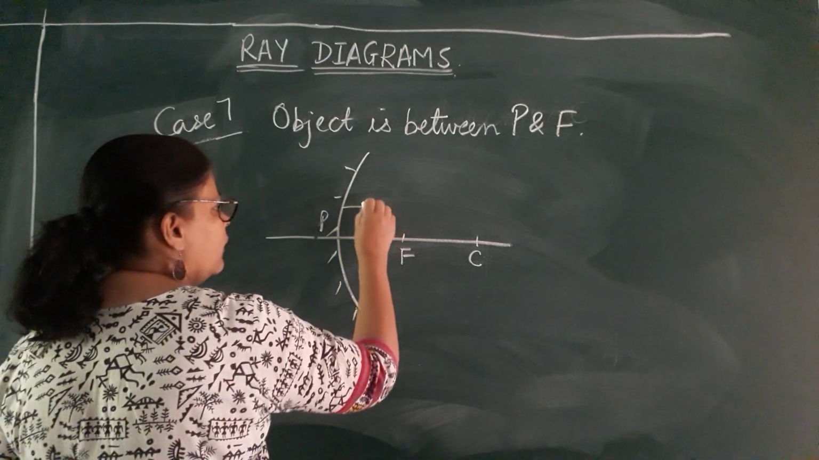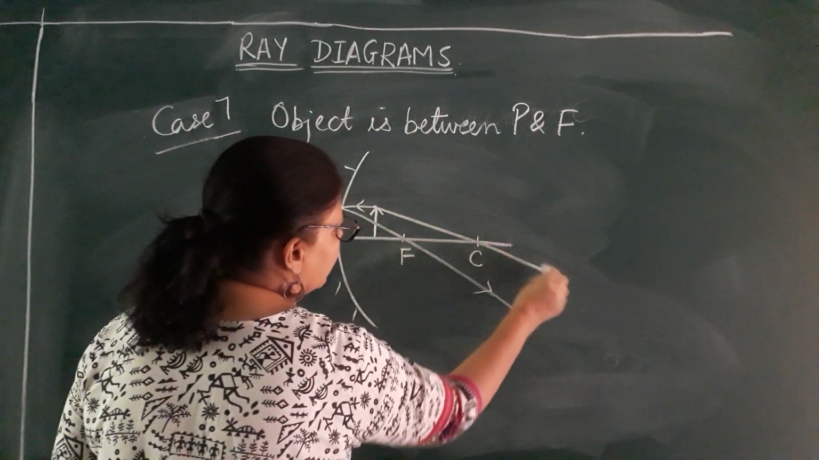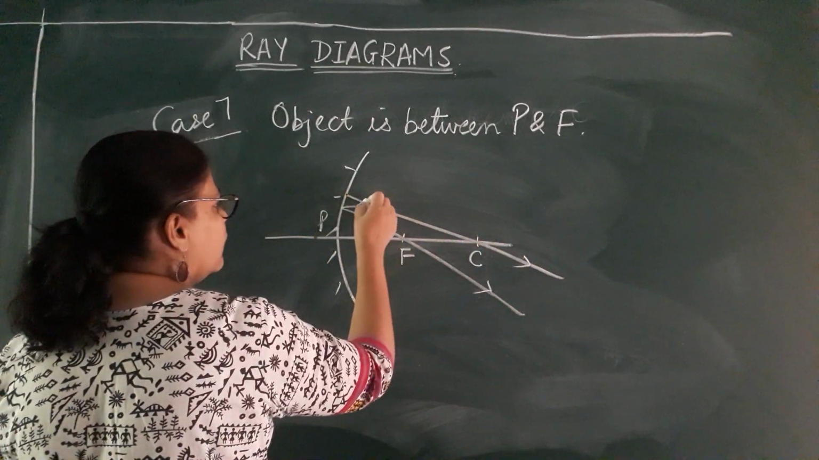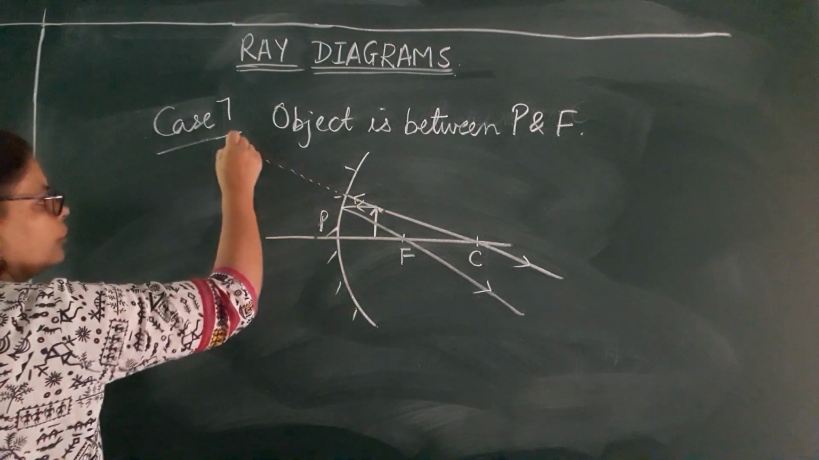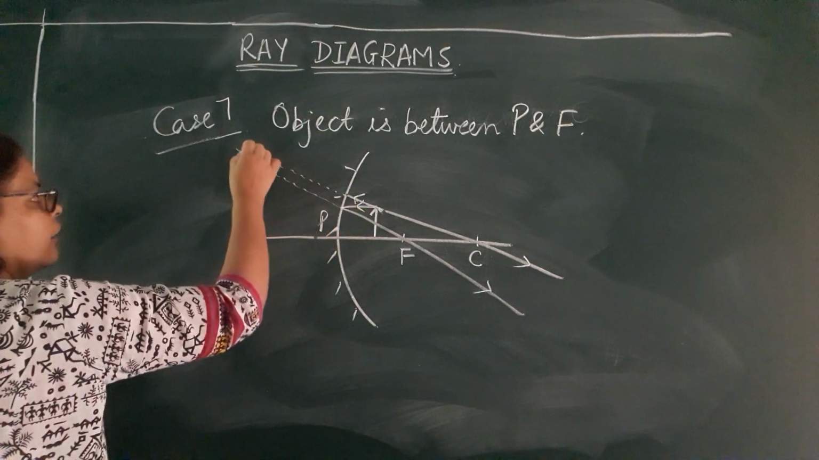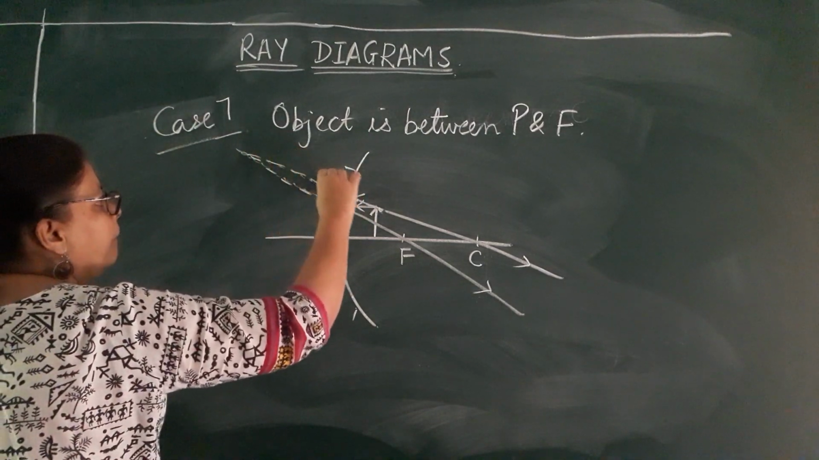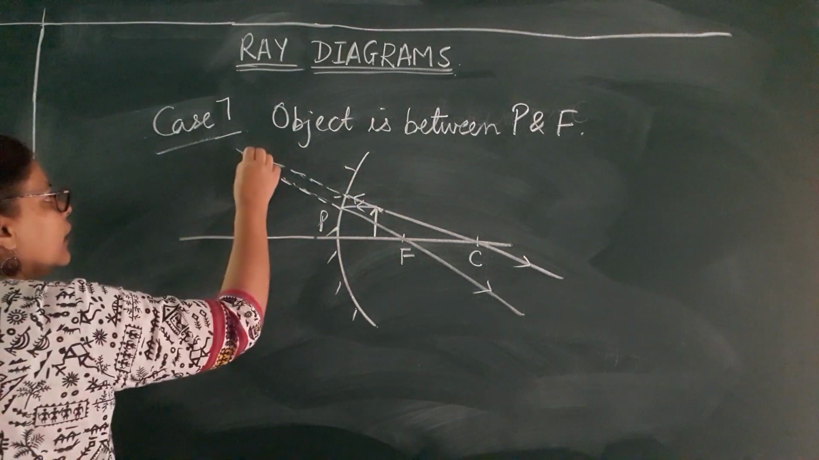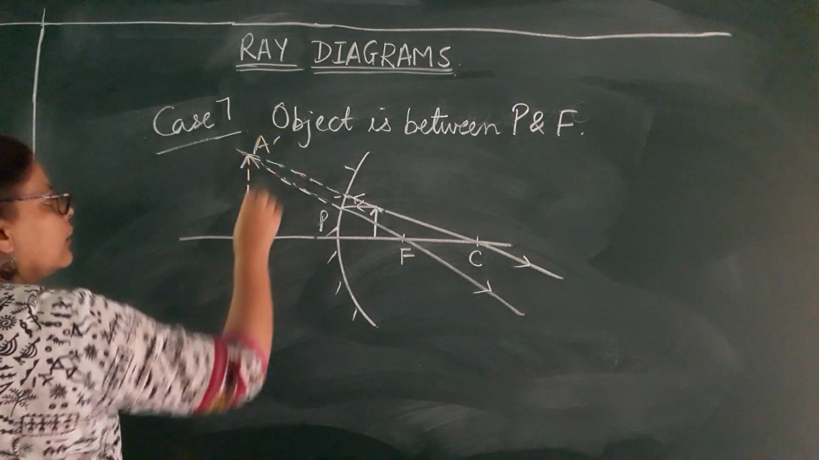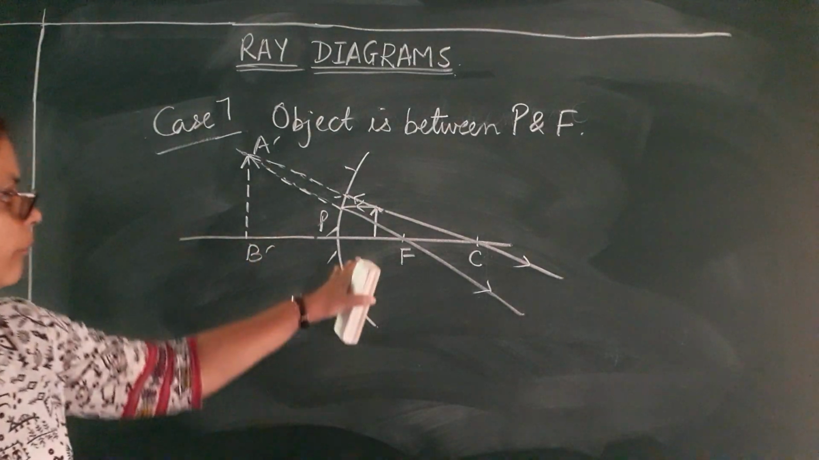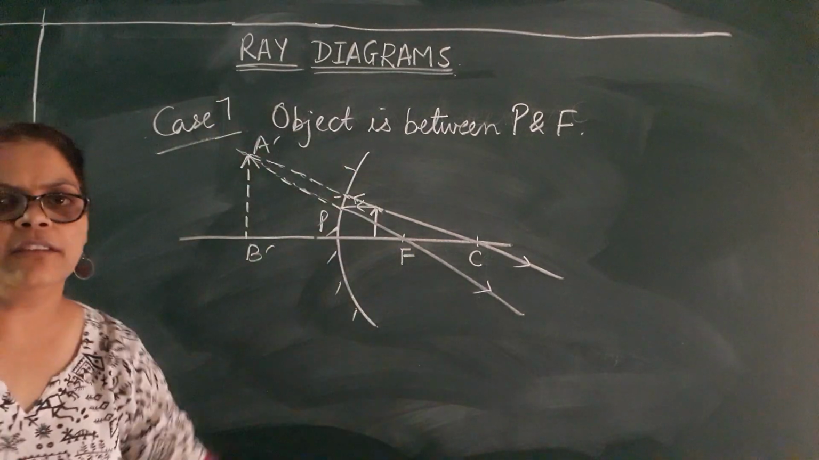A ray of light moving parallel passes through F is one rule, and a ray of light passing through C, after striking the mirror, will retrace its path. Now what we'll do in this case, children, is produce the rays forward in dotted lines. The rays are going to be produced and they will appear to meet. Very, very important: they will appear to meet anywhere behind the mirror and the image is virtual. So this is a special case.